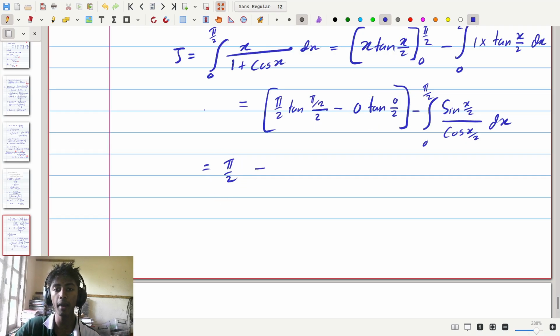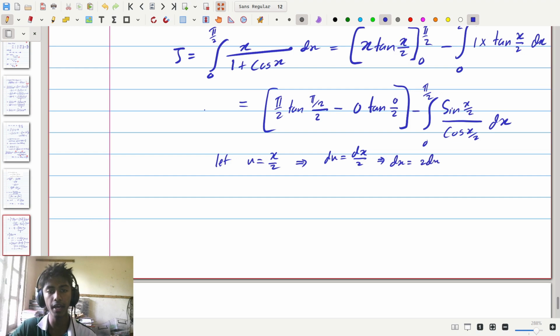And then we have pi by 2 minus this integral right here, which in order to find its value, we have to replace x divided by 2 by a different variable. So I'll replace it with u, by saying let u equals x divided by 2, which gives us du equal to dx divided by 2, and hence dx equal to 2 du. We also have x equals 0, which gives u equals 0, and the other limit of x equals pi by 2, which gives u equals pi by 4.